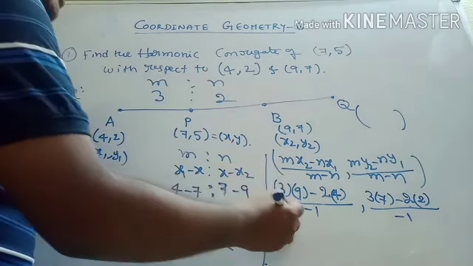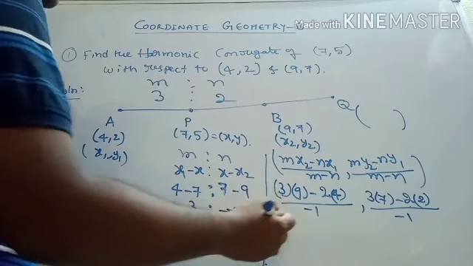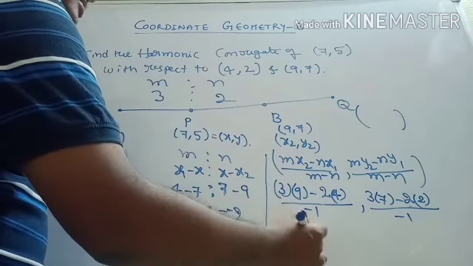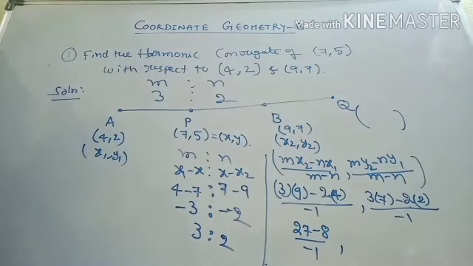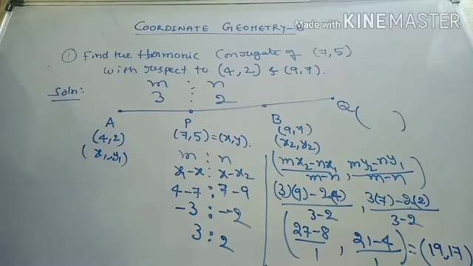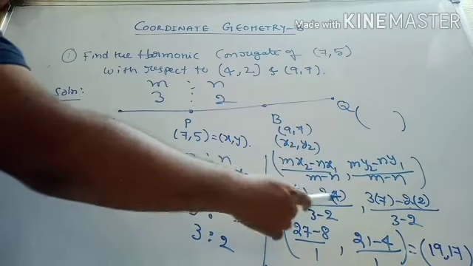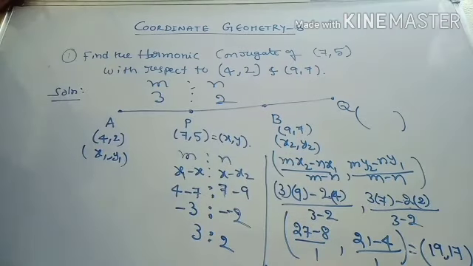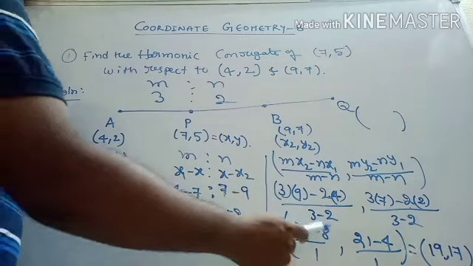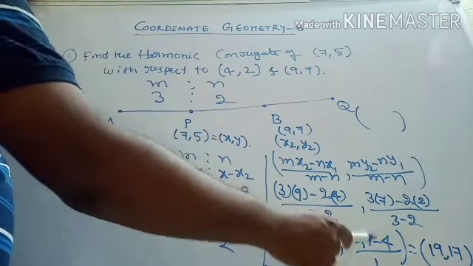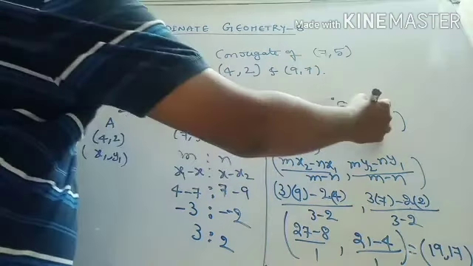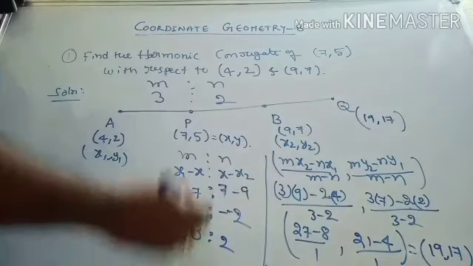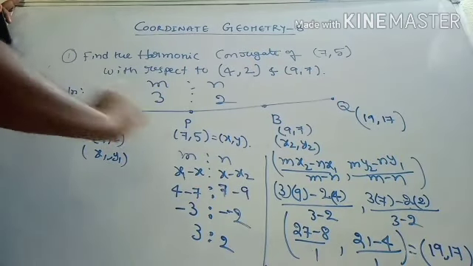Now we get the point: 3 into 9 minus 2 into 4 by 3 minus 2, and 3 into 7 minus 2 into 2 by 3 minus 2. That is 27 minus 8 by 1, and 21 minus 4 by 1, which is nothing but (19, 17). Therefore, (19, 17) is the harmonic conjugate of P with respect to A and B.